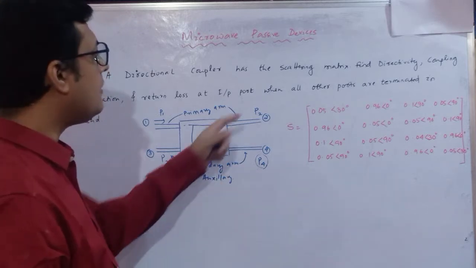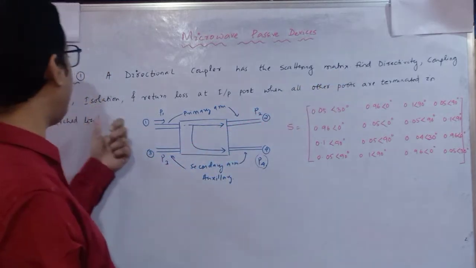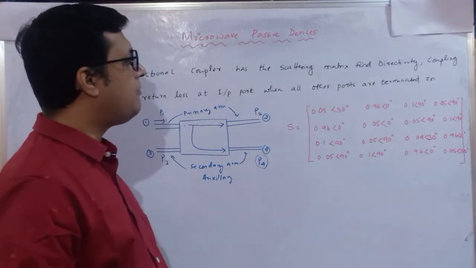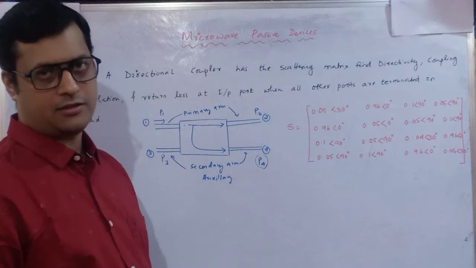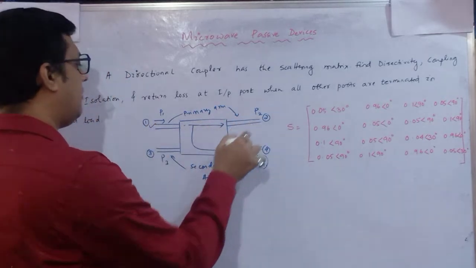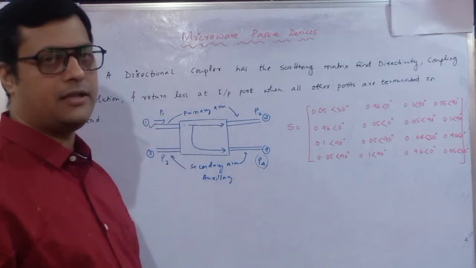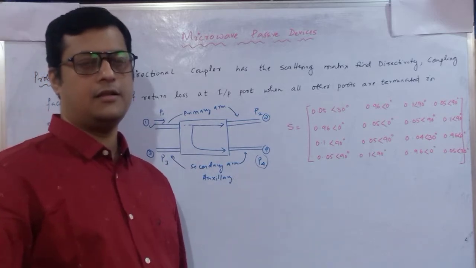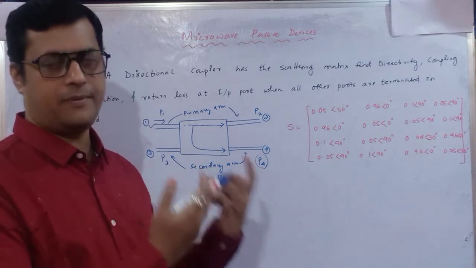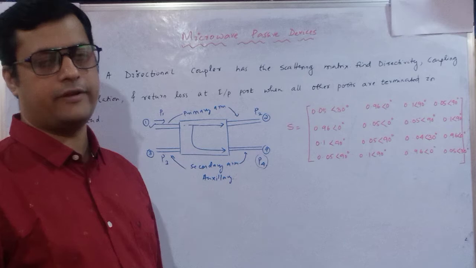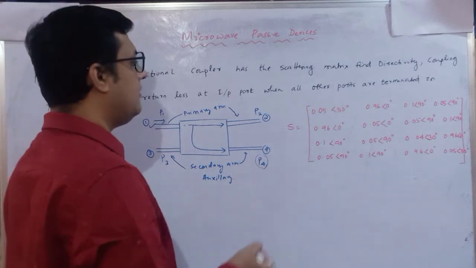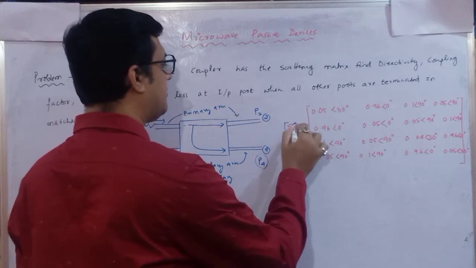Find the directivity, coupling factor, isolation, and return loss at the input port when all the other ports are terminated in match. So all other ports means if I am feeding the power at port 1, all the ports are perfectly matched, meaning S22, S33 and S44 may be 0. But depending upon the S matrix, we have to see whether it is a matched condition or a mismatch condition. Now here you can see our S matrix is available.